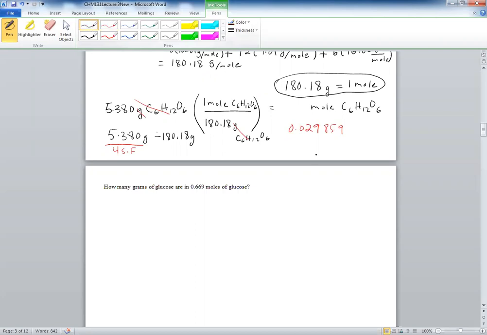Now we need to round this to 4 sig figs, so it's 1, 2, 3, 4. So what comes after this 5 is a 9, so this should be rounded up to a 6, so it would be 0.02986 moles. That would be your final answer right here.